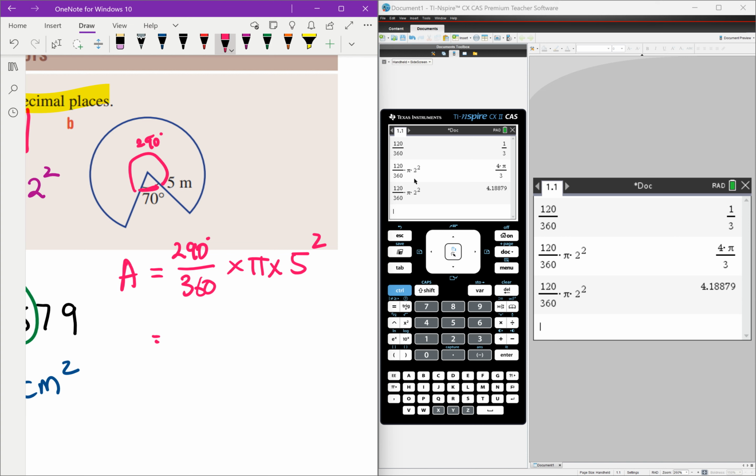Okay. Well, that's why we want to practice. So you need to be working really fast. I'm actually really slow with it. My seniors are much faster than I am. We need to be faster at it. Okay? So fraction-wise, if you weren't sure how to do it, you can just do 290 divided by 360. Whatever that answer is, times pi, times, and then type 5 squared.